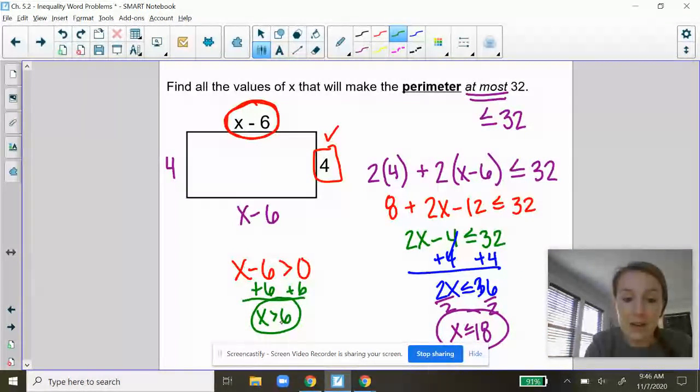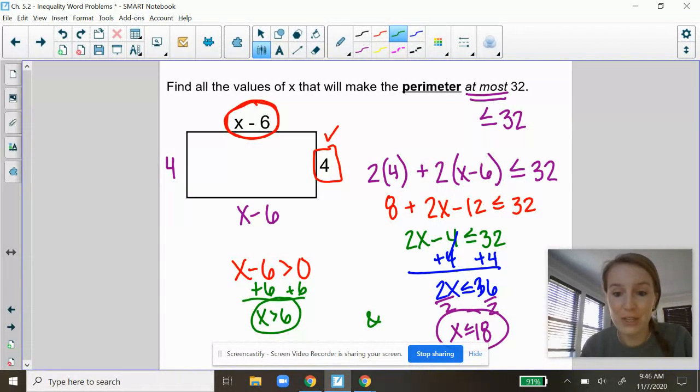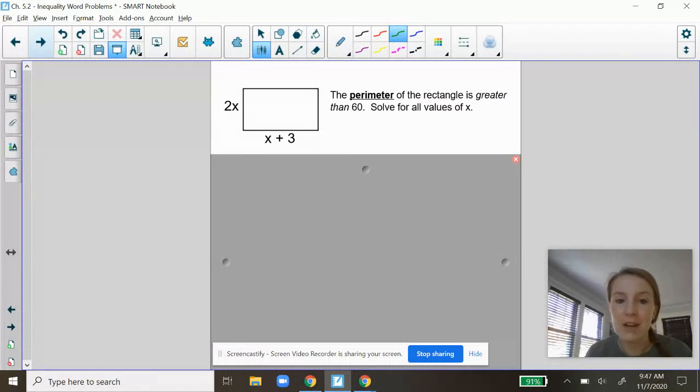So any number here that's between 6 and 18 will satisfy this rectangle to make a perimeter of no more than 32. All right, I hope that makes sense. I want you to try another one here. So pause the video and see what you can do here.